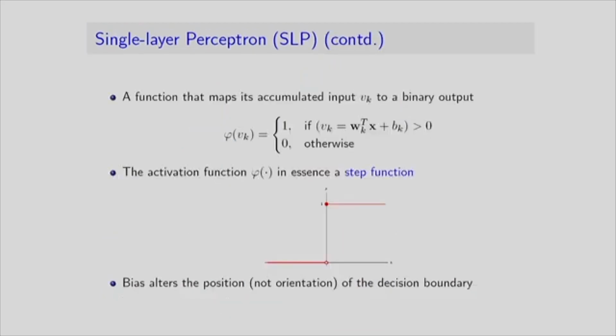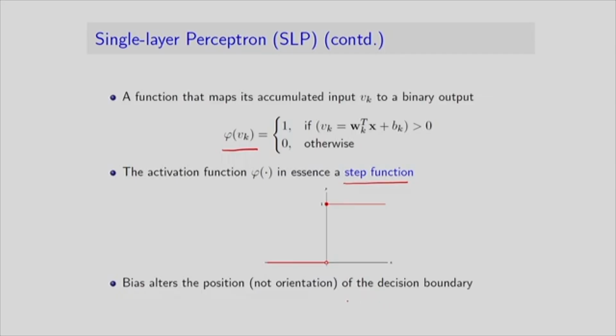In this case phi is the activation function and vk is the accumulated input. The output is 1 when vk is greater than 0, that is, when w transpose x plus bk is greater than 0, the output will be 1. Otherwise the output will be 0. For this we are considering the step function as the activation function. Here I have shown the step function as an activation function, and the bias is considered to change the position of the decision boundary.